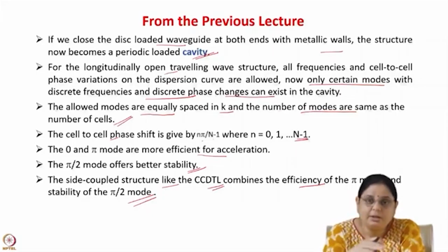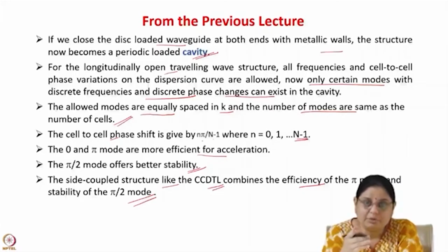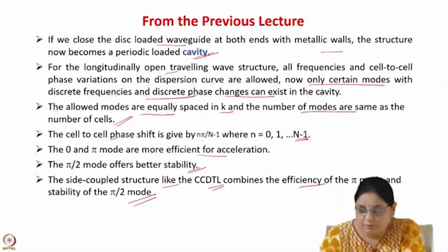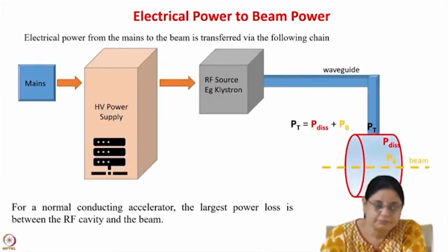Now today we will learn about superconducting cavities. So why do we need to go superconducting? Why can't we operate at normal conducting temperatures? Because, you know, superconductivity happens at very low temperature, so you have to go to cryogenic temperatures for superconductivity. Let's see what the advantages of going superconducting are.